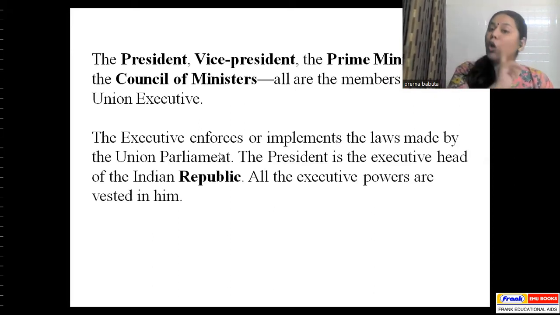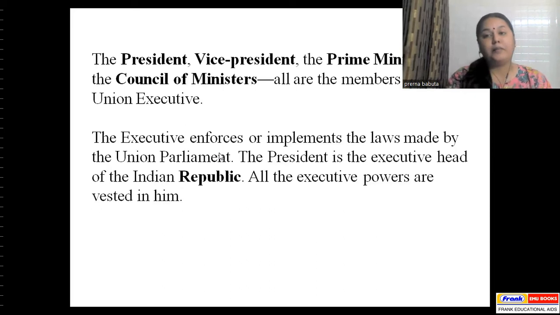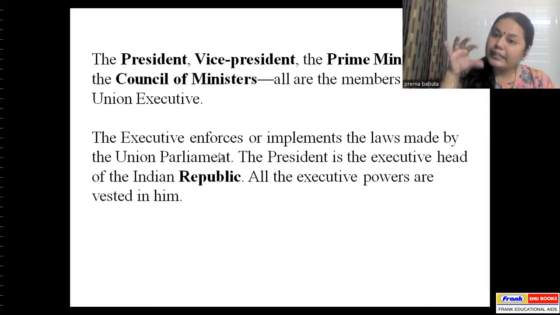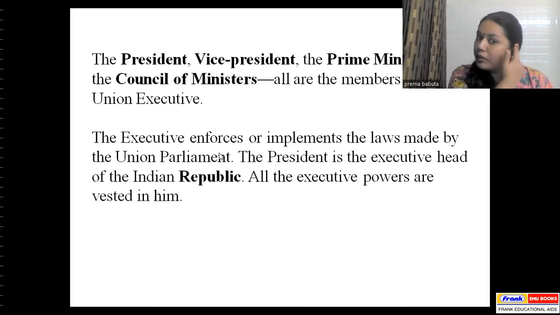Whatever laws are made by the parliament, the execution, basically the implementation of these laws, is done by the executive organ of the government. Executive comes from the word execute, so to carry out something. It's the executive which is responsible for implementing or carrying out these laws. The president is the executive head of the Indian Republic. All the executive powers are vested in him.